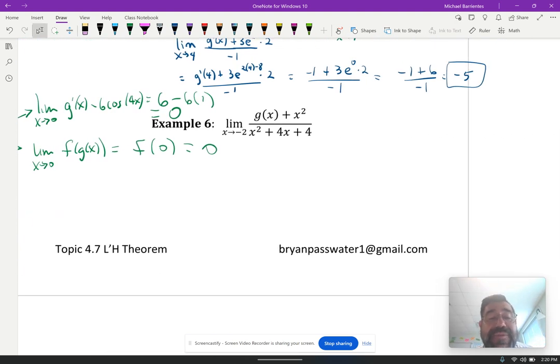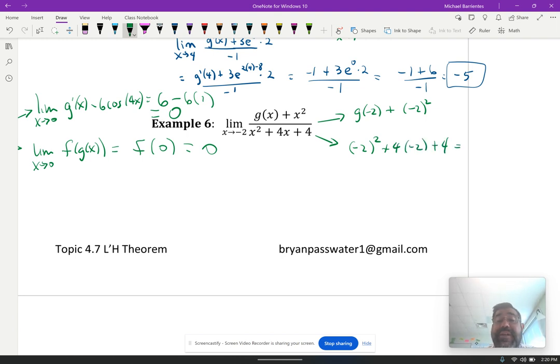And then finally, example 6. Again, need to verify. If it doesn't produce an indeterminate form, then it doesn't work. I can't use L'Hopital's rule.